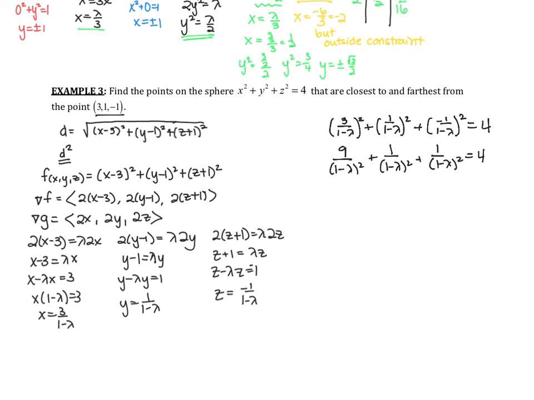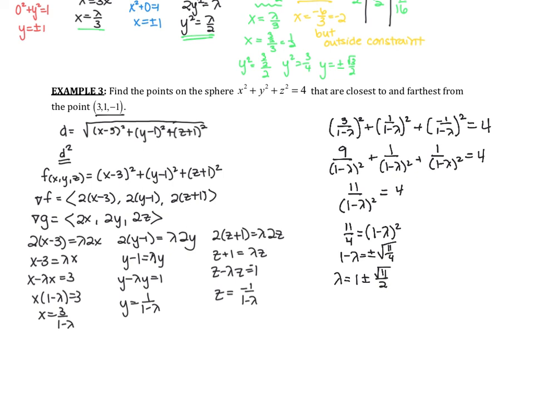Look at that. My denominators are all the same, so now I get 11 over 1 minus lambda squared equals 4. So solving, we get 11 fourths equals 1 minus lambda squared. 1 minus lambda equals plus or minus root 11 fourths, or root 11 over 2. So lambda equals 1 plus or minus the square root of 11 over 2.